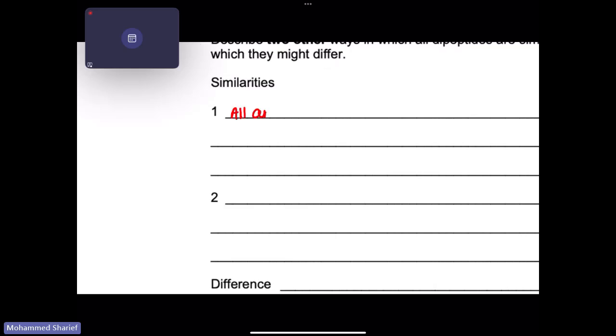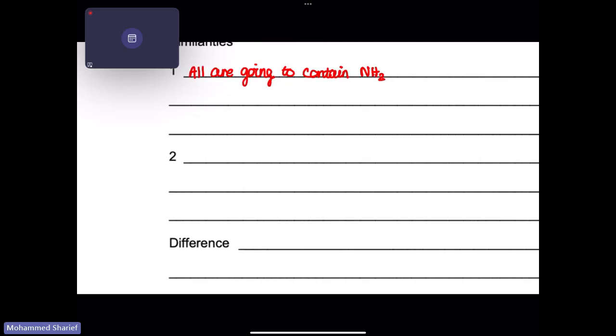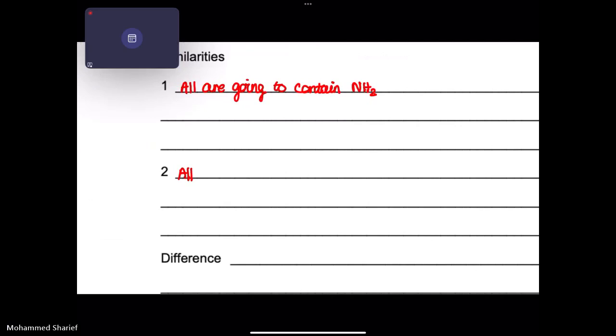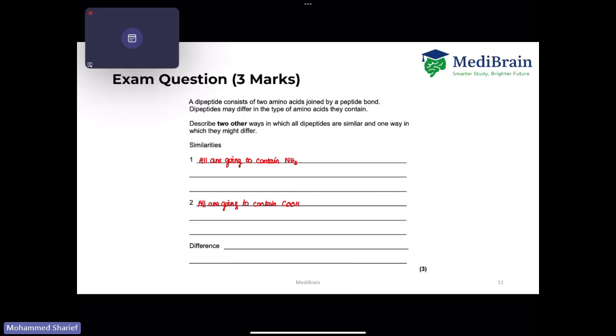So all are going to contain NH2, and all of them are going to contain COOH. So what's the difference?